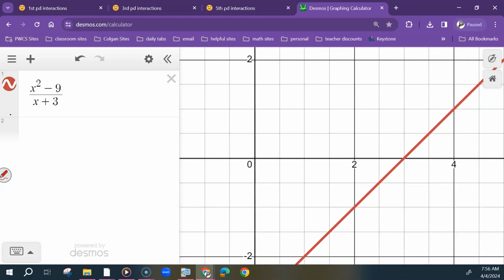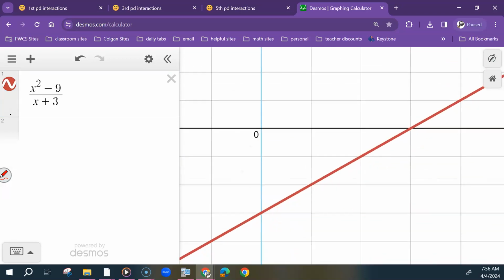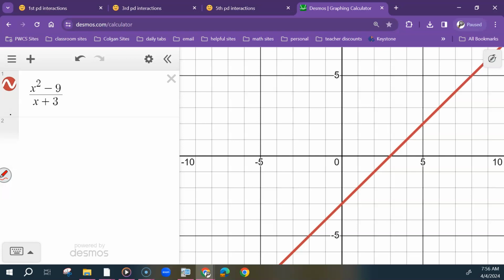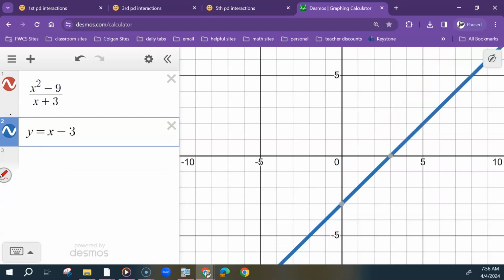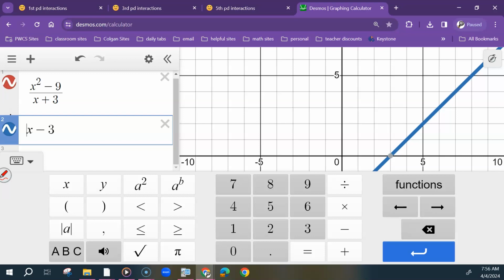Any of your division problems is going to give you a line. That's because our like factors canceled. You could count the slope and find the y-intercept of that line. So I know this starts at -3, my slope is 1, so if I type in y equals x plus 3 minus 3, or got rid of the y equals, they should overlap. And that would tell me what my factor is.